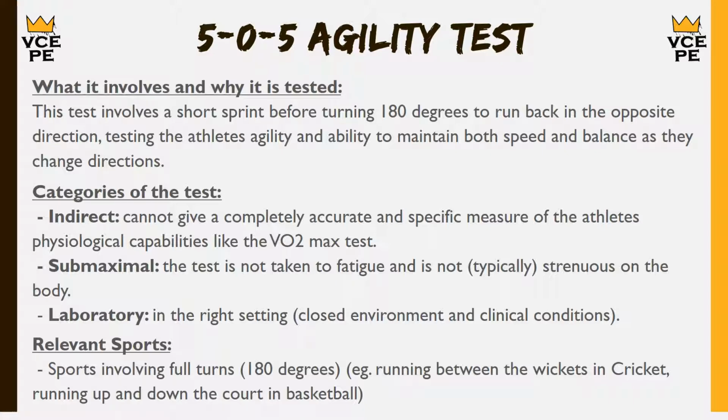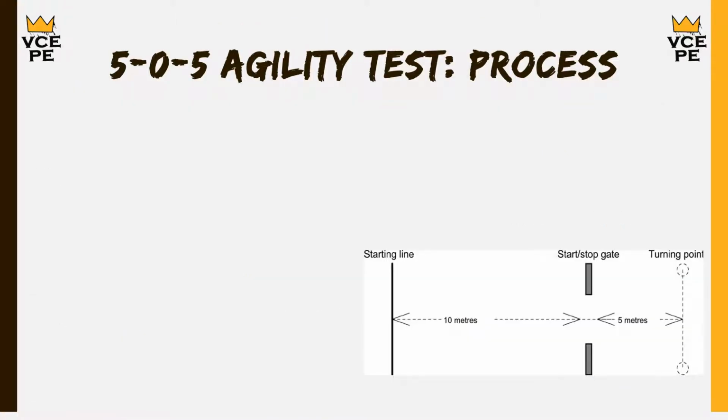So a perfect example is running between wickets in cricket. You run up to the crease and then you turn around 180 degrees and then you run back. We've also got running up and down the court in basketball, which is another example where that is very important. So as you can see in the bottom here, this is what the test would look like.